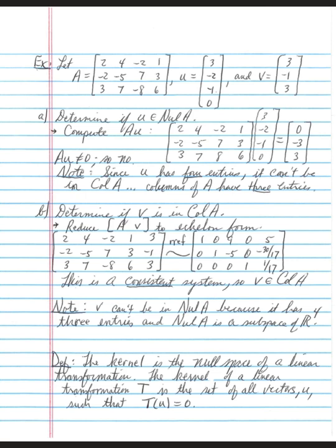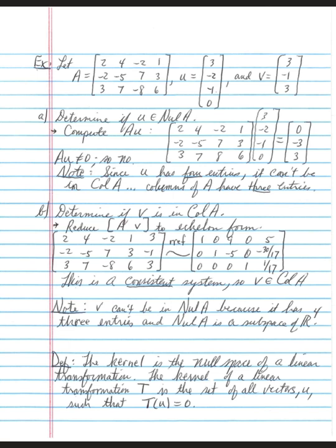Sticking with the same matrix A from the last slide, I just recopied it here for ease. So we have matrix A, two different vectors, U and V, and this is just for extra examples. Part A, determine if U is in the null space of A.